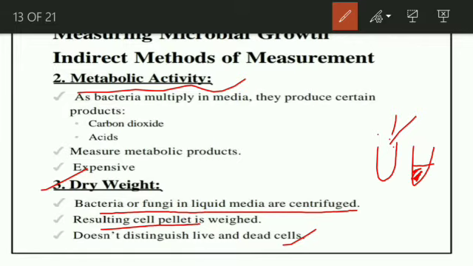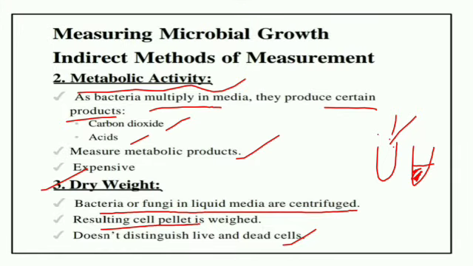And another method is metabolic activity. Bacteria multiply in a media. They produce certain products such as carbon dioxide, some acids, and they measure these acids or carbon dioxide, so that they are able to determine the amount of bacteria present in the culture. This is another method, that is an indirect method. So far we have seen different methods, isn't it? These are all methods used for measurement of bacteria.